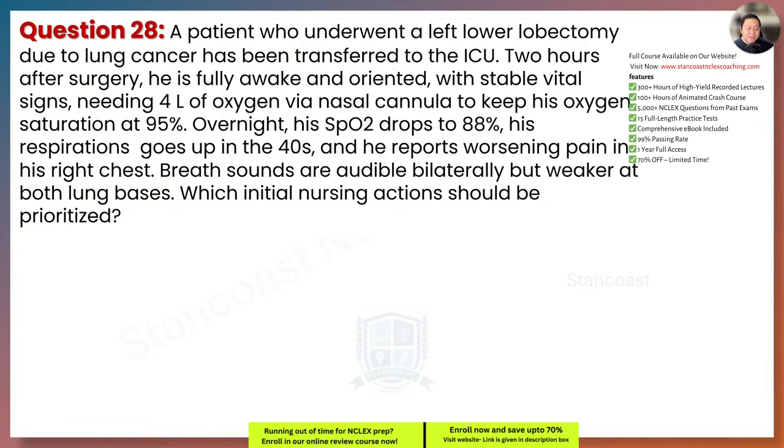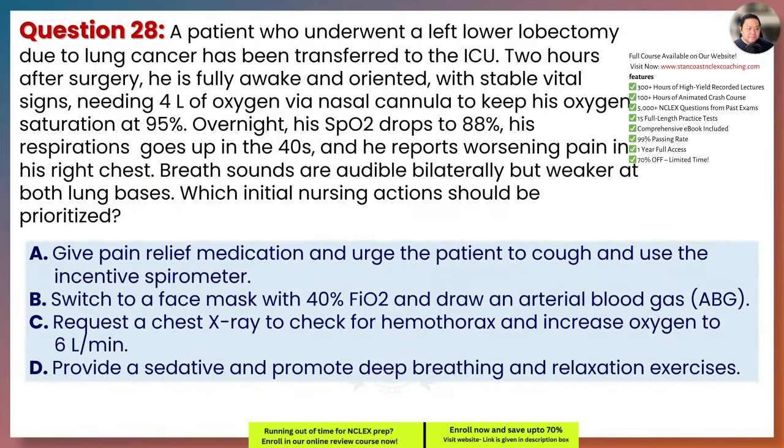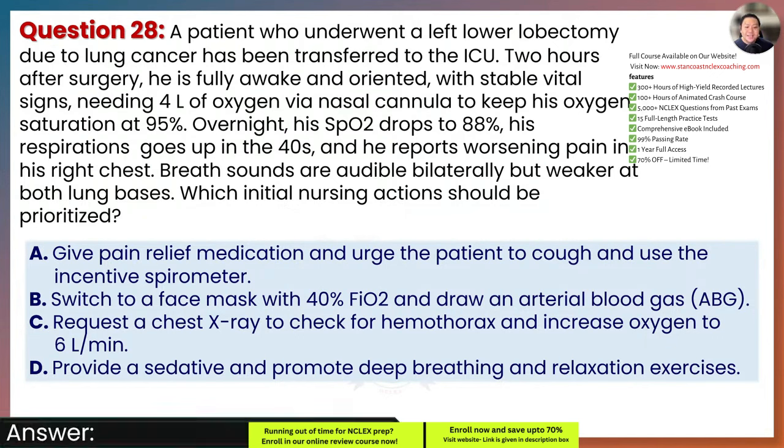Okay, options. A, give pain relief medication and urge the patient to cough and use the incentive spirometer. B, switch to a face mask with 40% FiO2 and draw an arterial blood gas. C, request a chest x-ray to check for hemothorax and increase oxygen to 6 liters per minute. D, provide a sedative and promote deep breathing and relaxation exercises. The answer here is letter A.